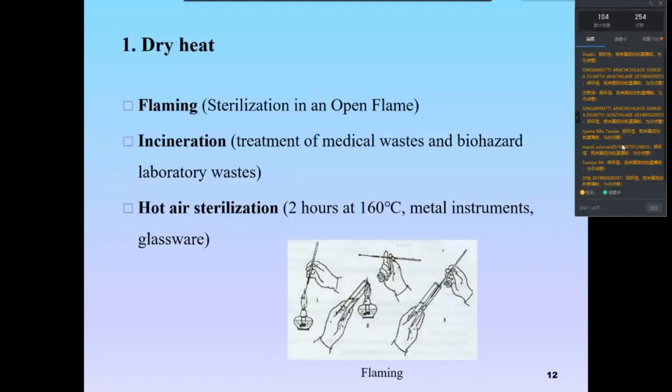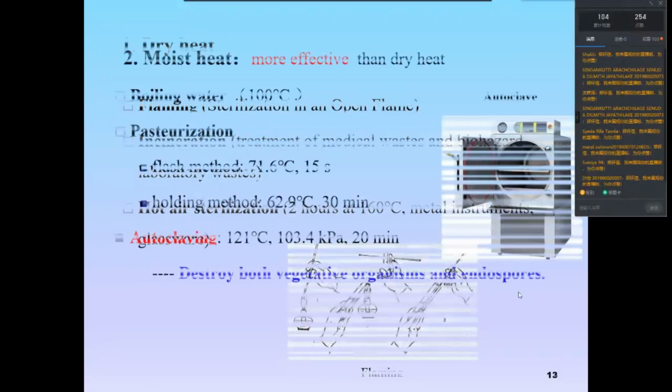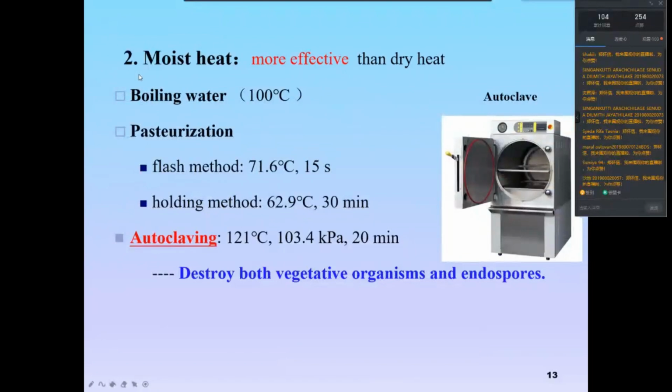Another type of heat is moist heat. Moist heat means that it's high temperature, but it also contains moisture. Moisture is the steam of water, or water gas, for simplicity. The moist heat is usually more effective than the dry heat, because with the help of moisture, or water molecules, the high temperature can destroy microorganisms with high efficiency.